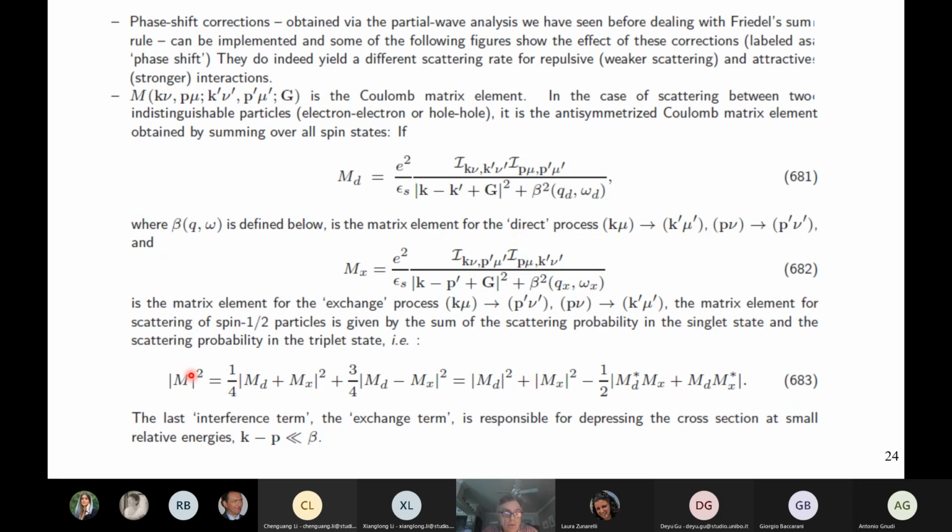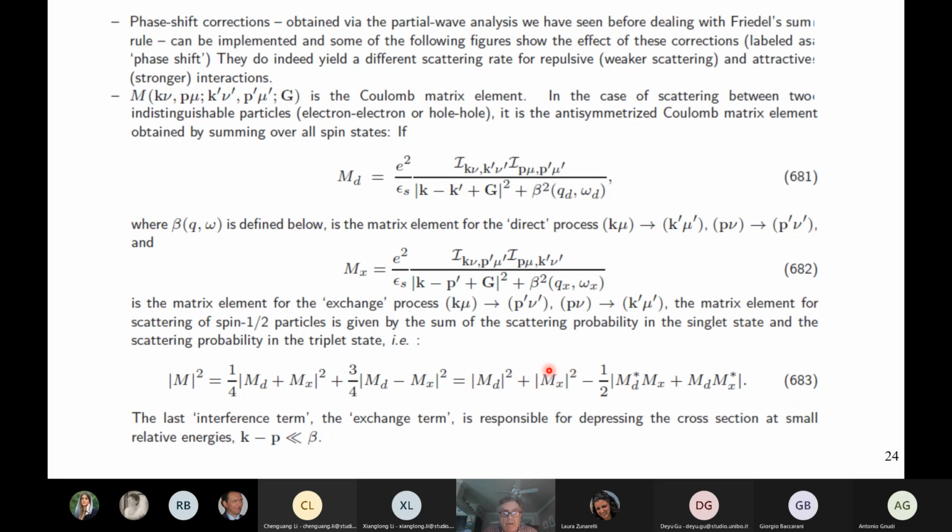So what you have to do is you consider the full square matrix element as given by 1/4 of the spin singlet component and 3/4 of the spin triplet components. And if you do the algebra, you get these plus and minus signs for the two, which are the results of the plus or minus that you have in the symmetrized plus or anti-symmetrized minus two-particle wave function. And you do a little bit of algebra and you find this expression.